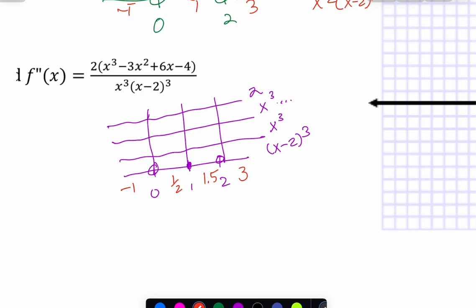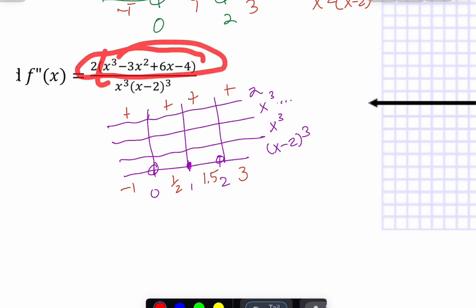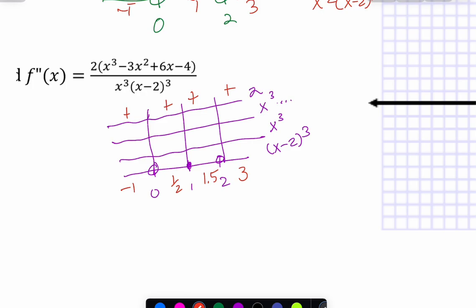Okay, so if I plug in -1 to 2, no matter what, that's always positive. So I can just put some pluses there. Now, let's take care of this big, giant, disgusting thing right there. Okay. So if I plug in -1, let me tell you what I get. I get -14. That's a definite negative. If I plug in 1/2, I get a negative again. If I plug in 1.5, I get a positive. If I plug in 3, I get a positive.